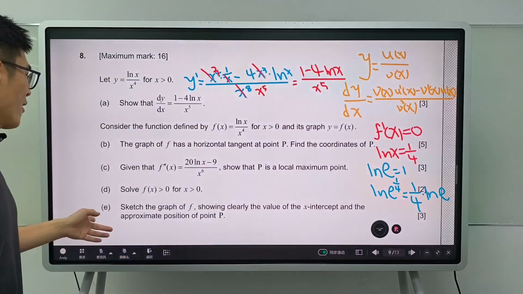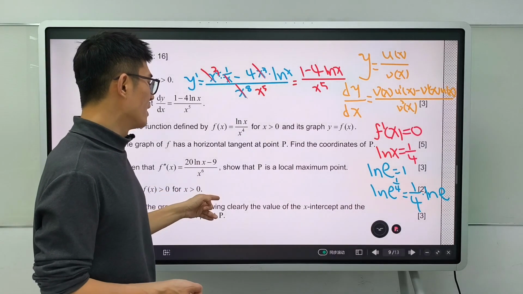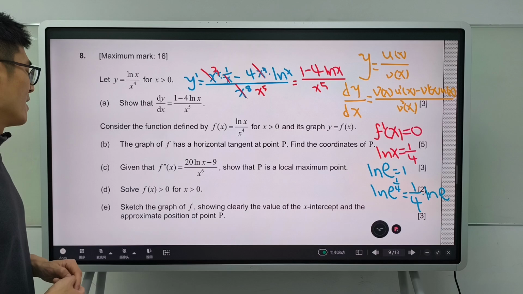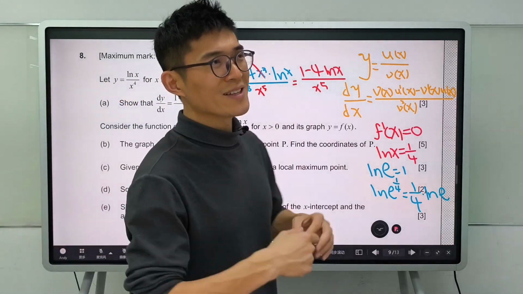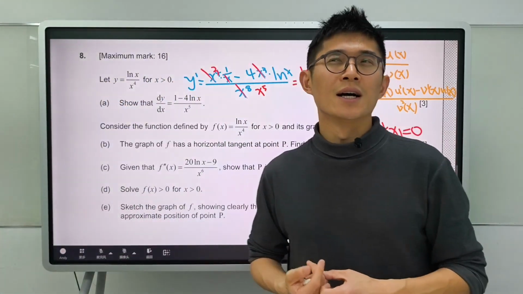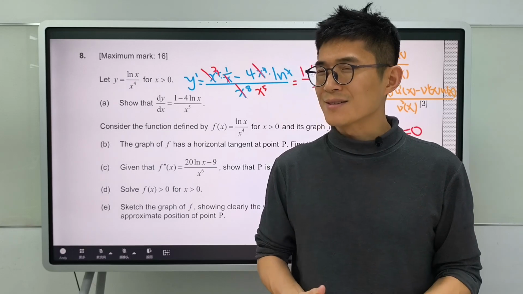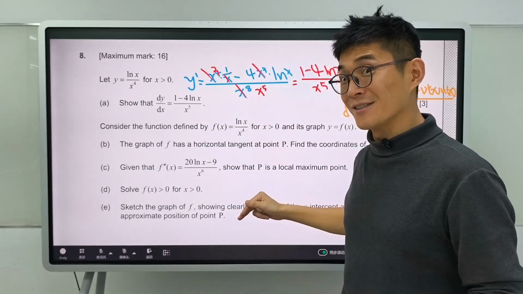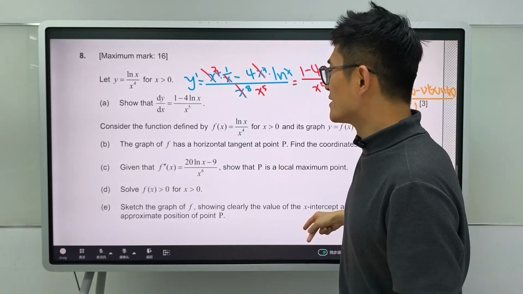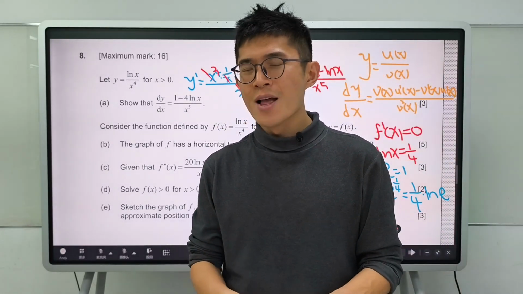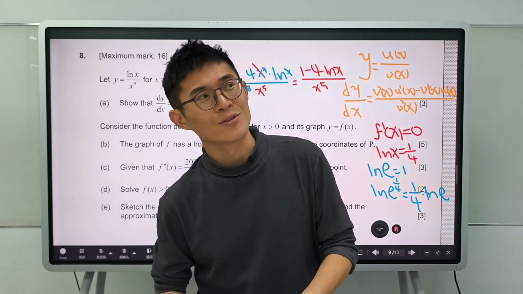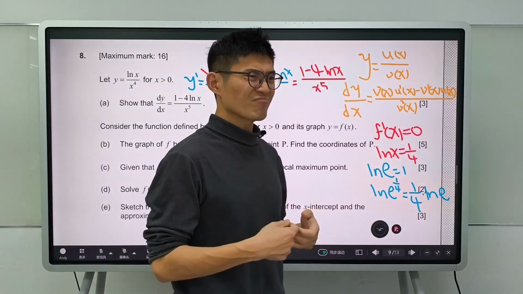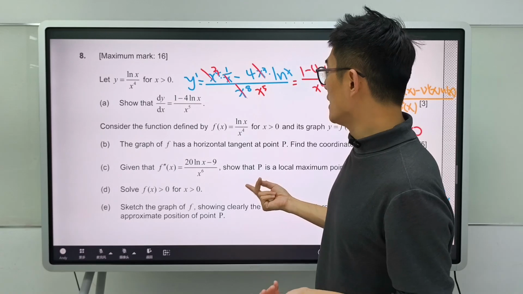In order to make sure x to the power 4 is larger than 0, I think this is quite straightforward, right? And for the final one, you try to sketch the graph of f showing clearly the value of the x-intercept and the approximate position of point P. So what is the x-intercept? There's another similar term called y-intercept. It's like you have a line cutting through the x-axis, right? You have that intercept, right? So it means when y is 0, what are the values for x? So you simply have y is 0, which means ln of x over x to the power 4 is going to be 0.